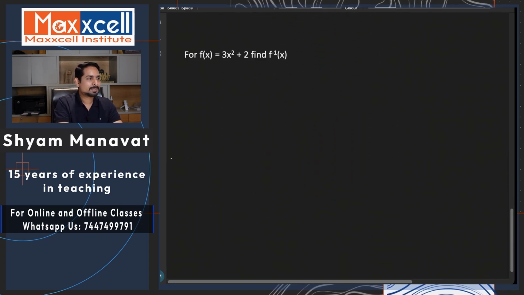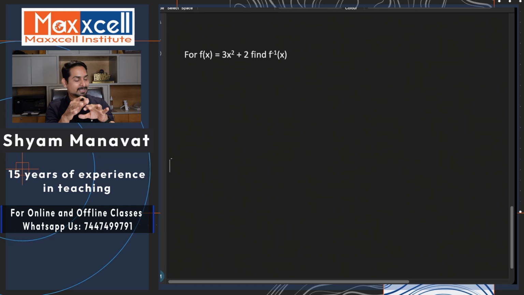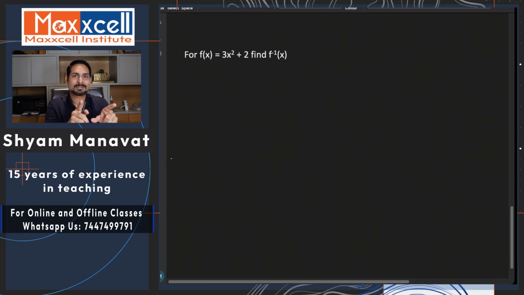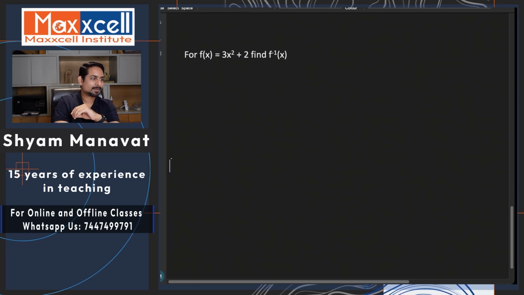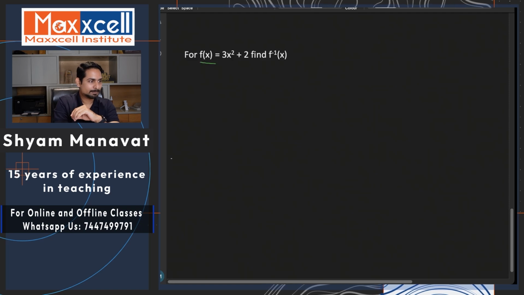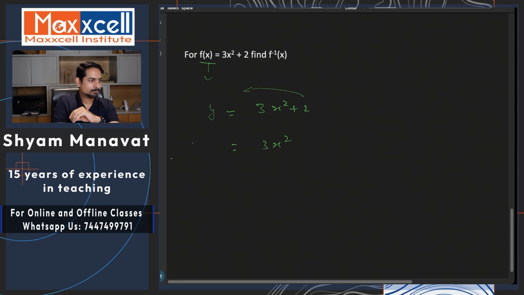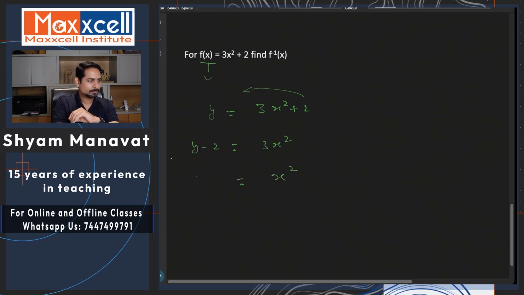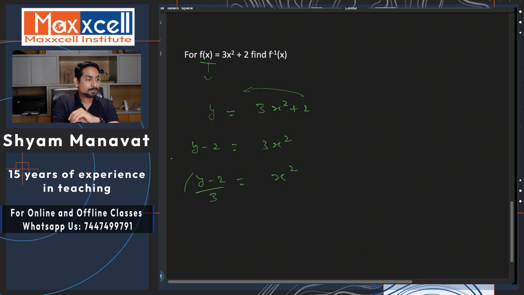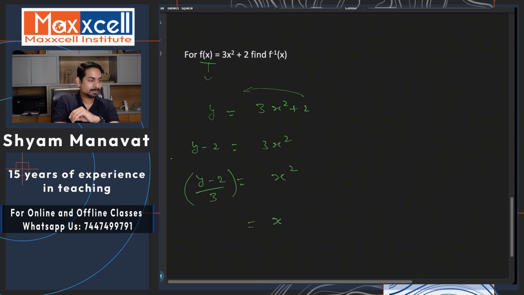Let's do this. Pause this video and try doing it by yourself and let's match the answer. Here, replace this as y. Here I have 3x square plus 2. Now what am I going to do? I take everything this side, so I got 3x square equal to y minus 2, and here I get x square equal to y minus 2 by 3, right? And if I see x, that will become square root of y minus 2 by 3.